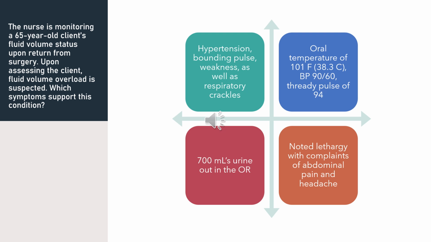So that second one with that 90/60 and the temp, that's going to be more fluid volume deficit with a fever and lower blood pressure. Okay, and then also with fluid volume overload, if I am retaining fluid, then I'm probably not putting out a lot of urine. So my answer here is going to be the first one, hypertension, bounding pulse, weakness, as well as respiratory crackles.